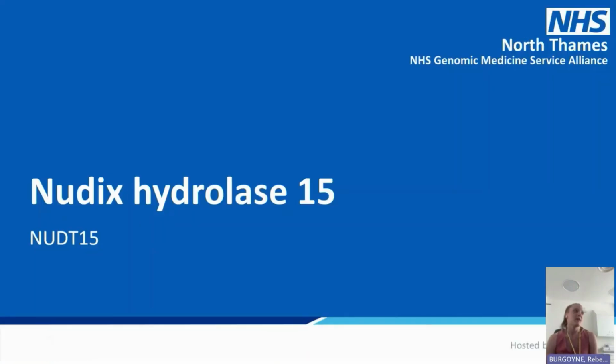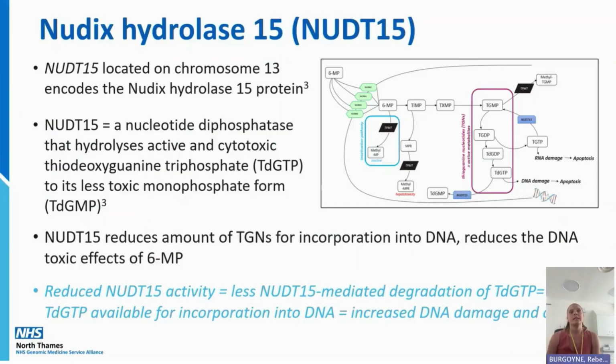So moving on to the next enzyme, NUDT15. So this is located on chromosome 13, and it encodes the NUDT hydrolase 15 protein. So what does this hydrolase do? So essentially, it hydrolyzes the active and the cytotoxic triphosphate version of GTP to its less toxic monophosphate form. So here we're talking about this pathway here. So what NUDT15 does essentially is, again, it reduces the amount of active metabolites, or the amount of those TGNs that can be incorporated into the DNA, and therefore will reduce the DNA toxic effect of 6-MP.